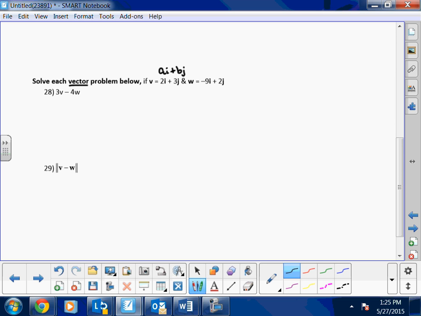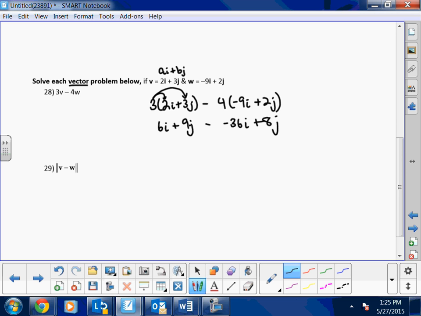Now, when they want us to find 3v minus 4w, in essence, what they're asking us to do is find 3 times 2i plus 3j, minus 4 times negative 9i plus 2j. What we're going to do first is distribute. The nice thing about vectors is the rules follow a lot of the same rules we're used to working with in math. So this will be 6i plus 9j, and I'll keep this as a minus, and this becomes negative 36i plus 8j.